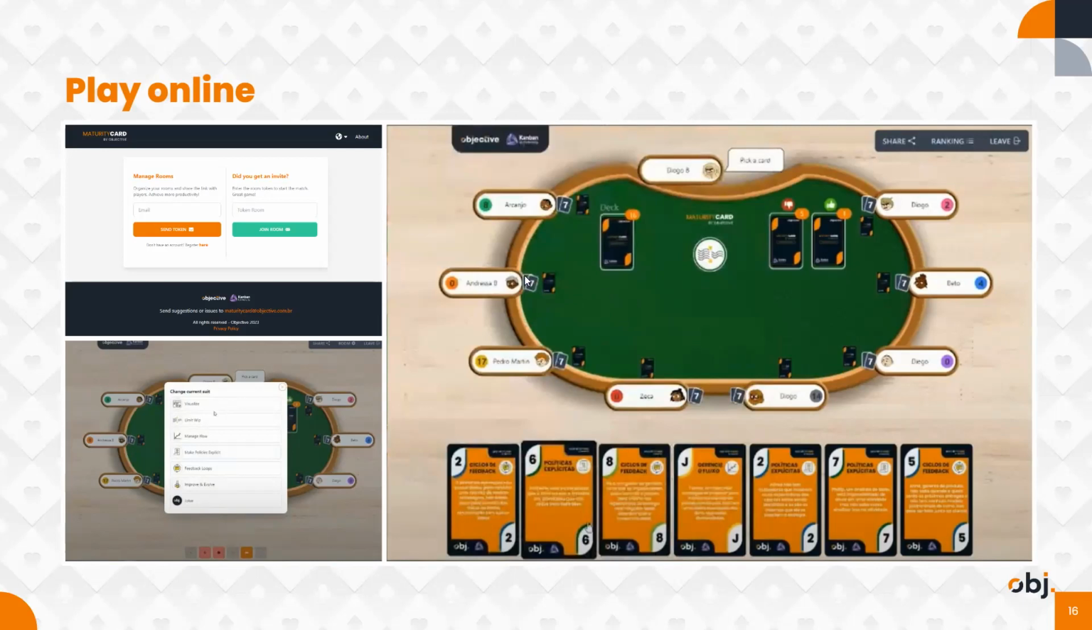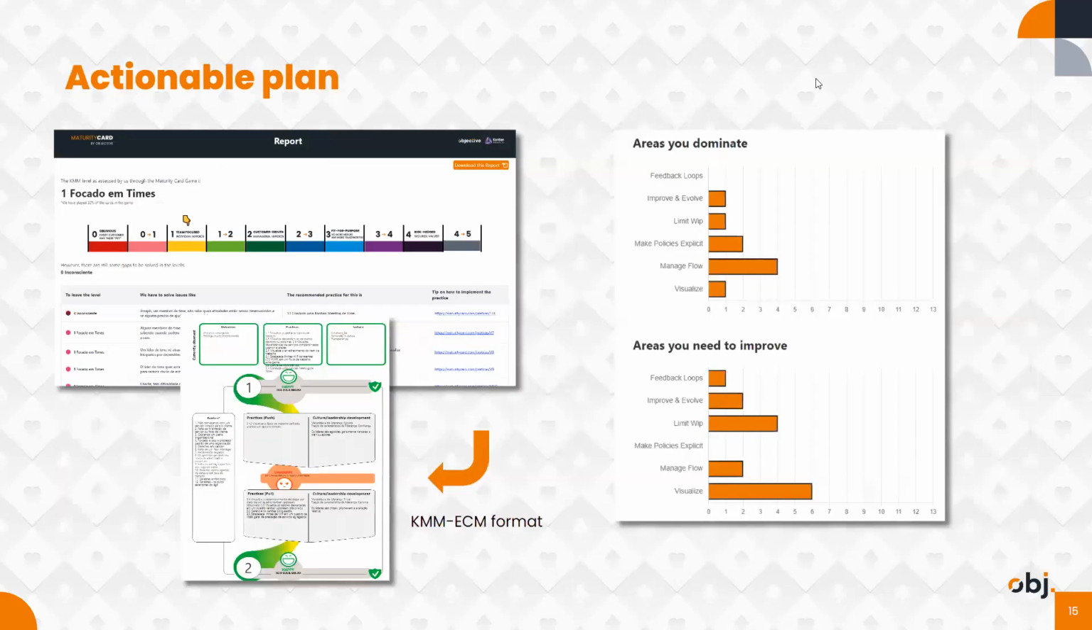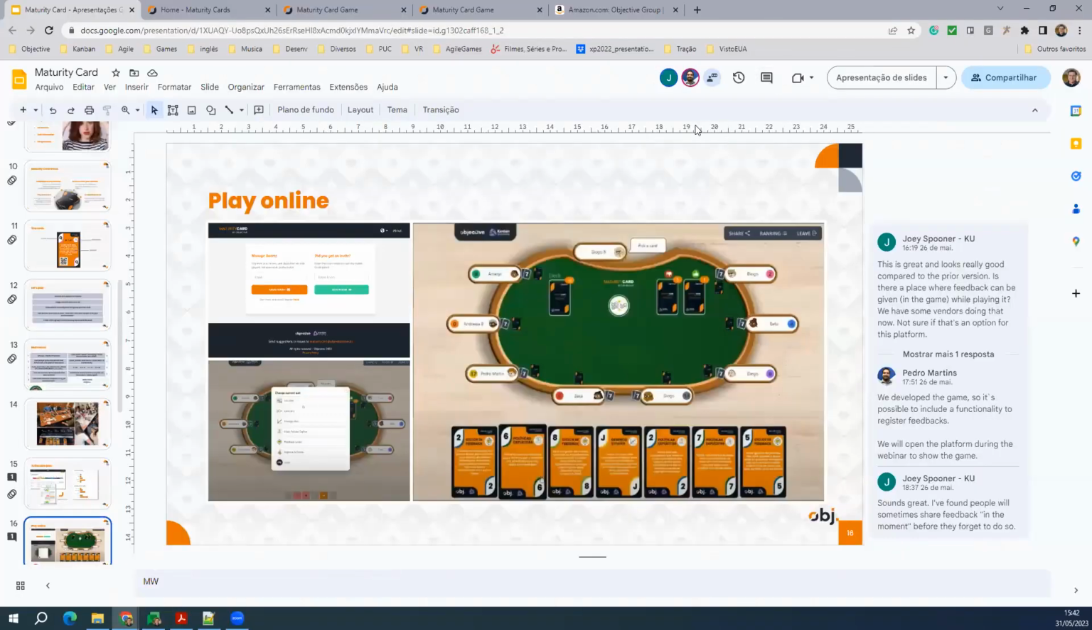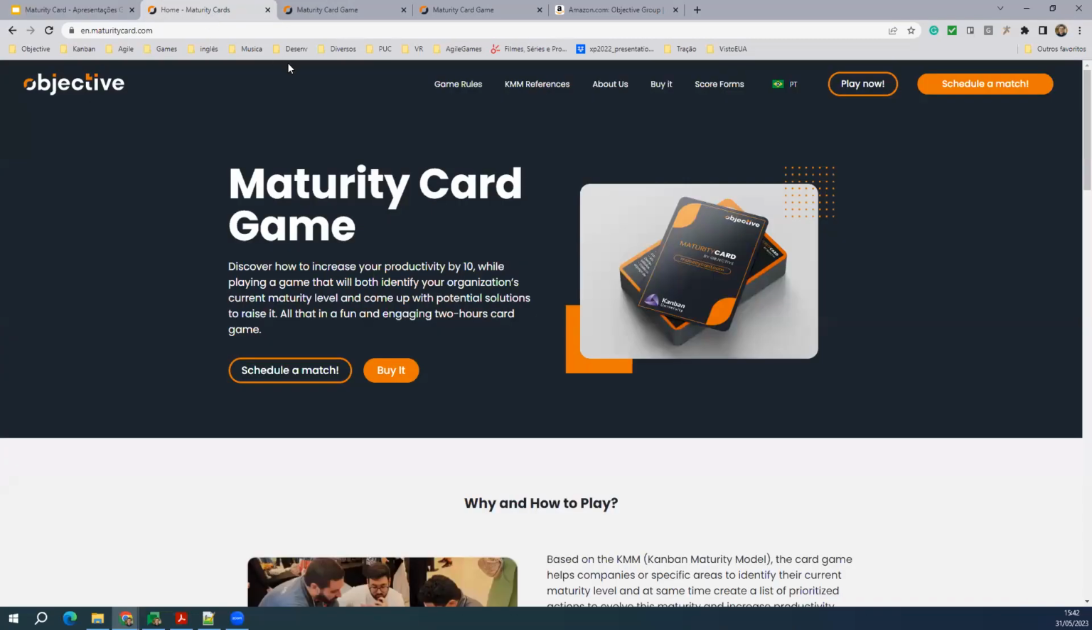My idea is just to answer one of the questions here. Peter asked if we have English versions for the physical game as well. So we have the English and Portuguese, both for physical and online. And we are working on the Spanish version.